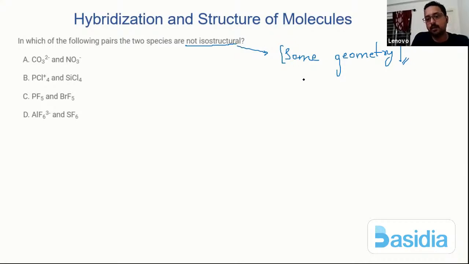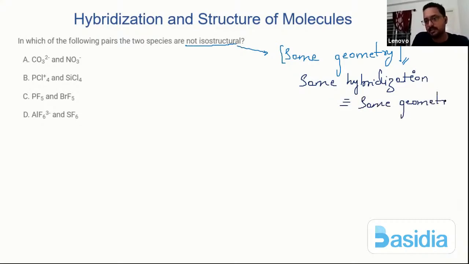So the chances are what? If there is the same hybridization, then there can be the same geometry, correct? If we have the same hybridization, then there's every chance that there's the same geometry. Correct? That is the first important thing. So now let us try to understand the hybridization of all these species.